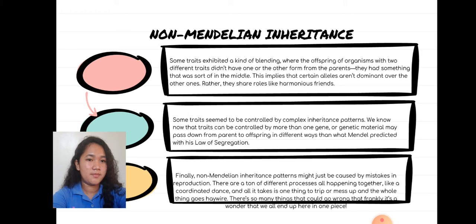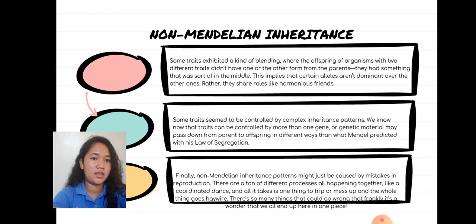Some traits seem to be controlled by complex inheritance patterns. We know that traits can be controlled by more than one gene, or genetic material may be passed down from parent to offspring in different ways than what Mendel predicted with his law of segregation.